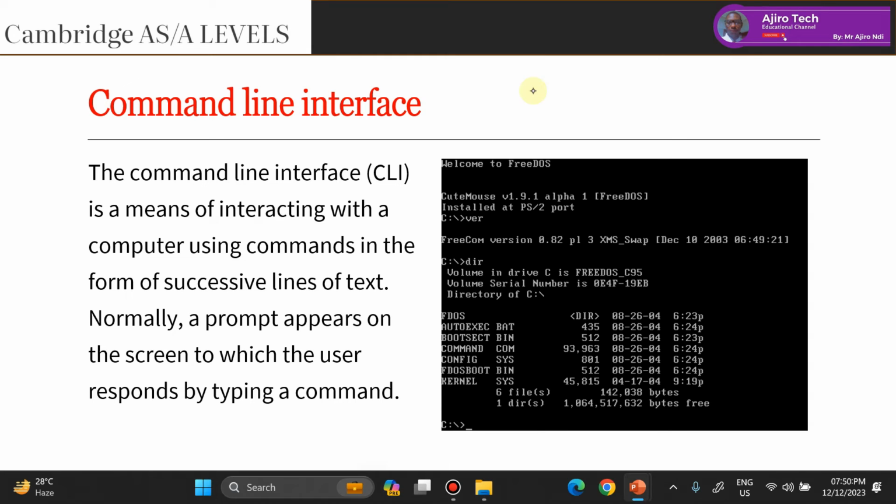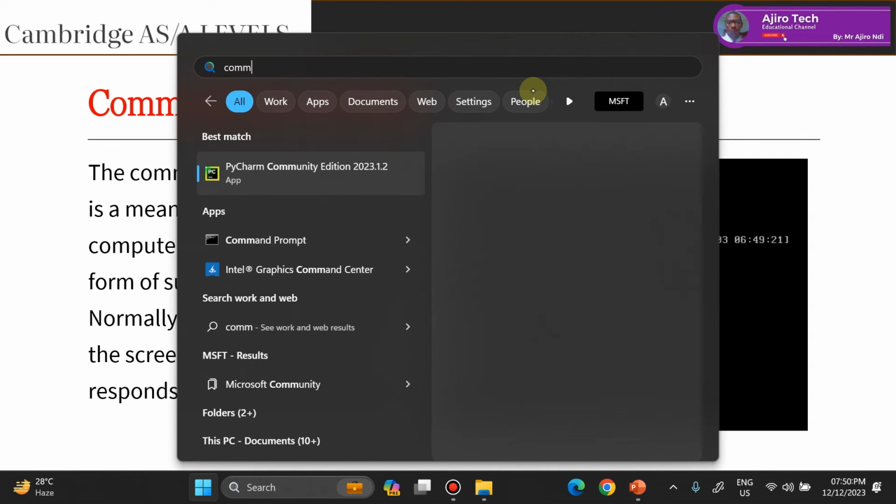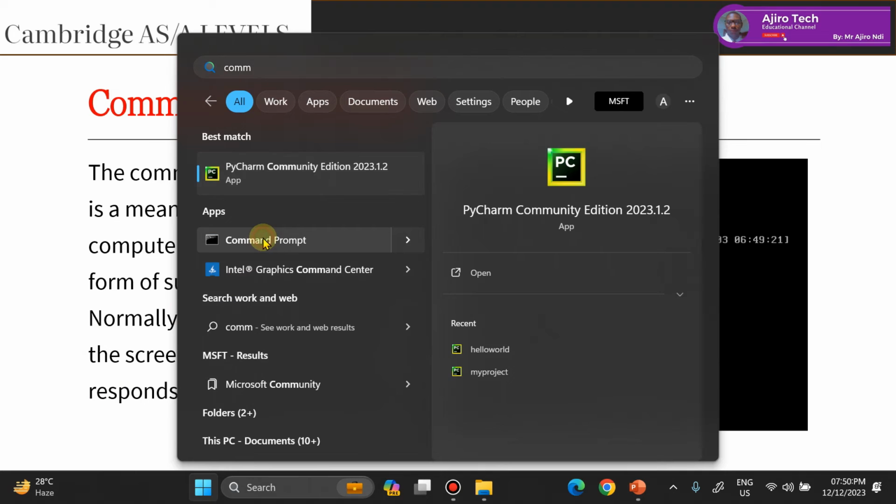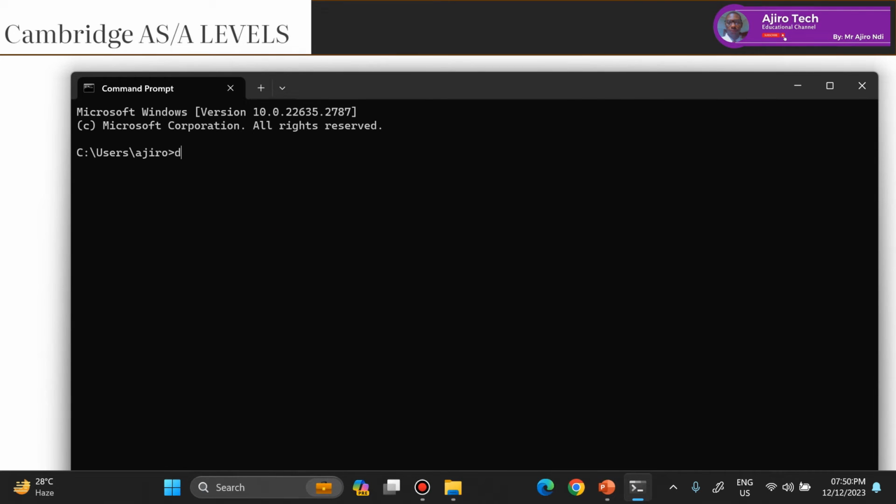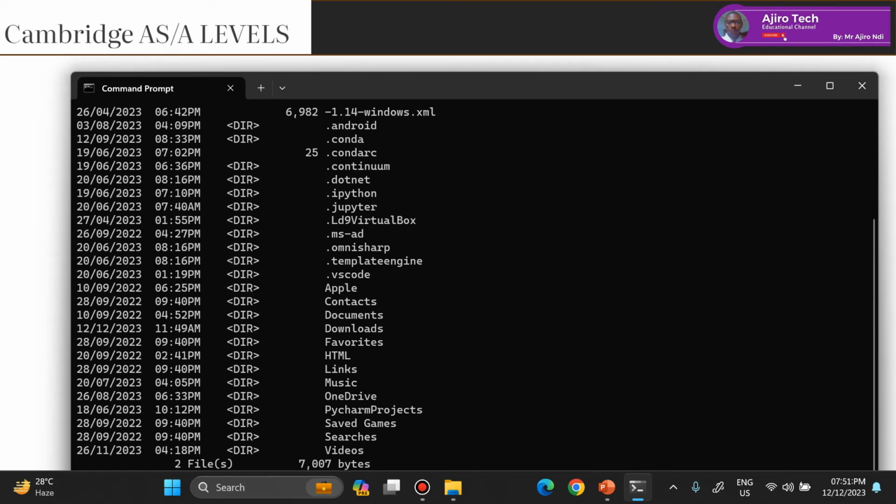So for example, I have my command prompt. I'm going to use my command prompt as a good example. Right here, I'm just looking at my directory. I want to look at my directory right here. Now, this directory command means I want to know the folders that are available in Ajiro. So these are the folders that I have, even the ones that are hidden.